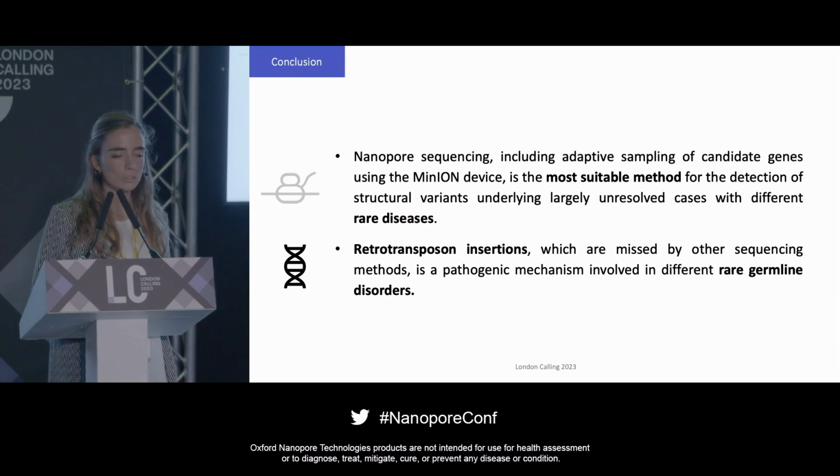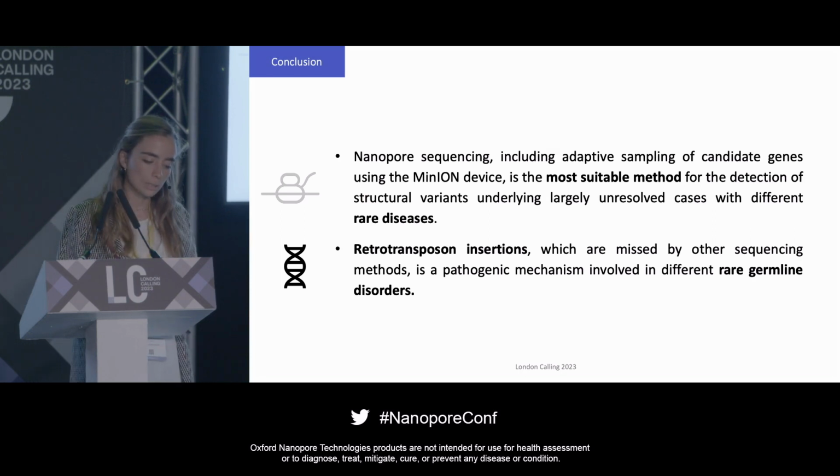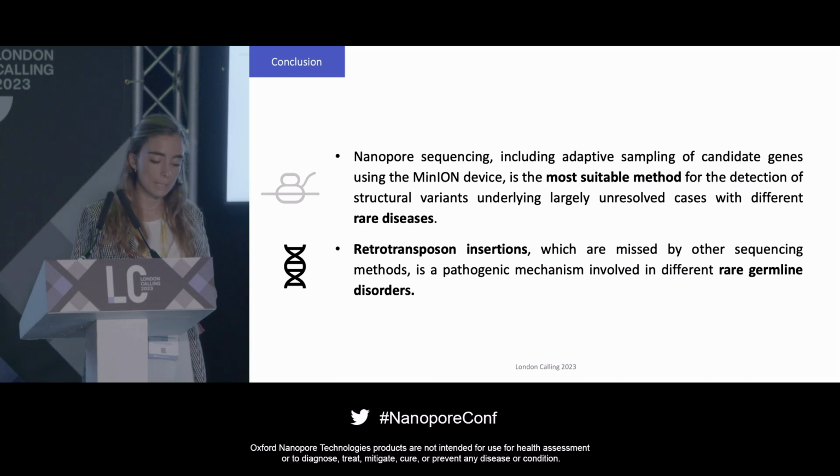So the conclusion of our study is that nanopore sequencing, including adaptive sampling of candidate genes using the MinION device, is the most suitable method for the detection of structural variants underlying largely unresolved cases with different rare diseases. And retrotransposon insertion, which is missed by other sequencing methods, is a pathogenic mechanism involved in different rare germline disorders.